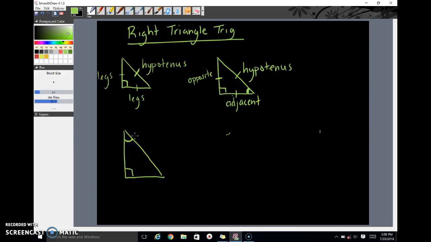If I tell you to come from the top angle this time, then the hypotenuse stays the same, but the side opposite is now at the bottom, and the adjacent leg is now on the left-hand side of the screen. So knowing which one's opposite and adjacent is a really big part of trig.